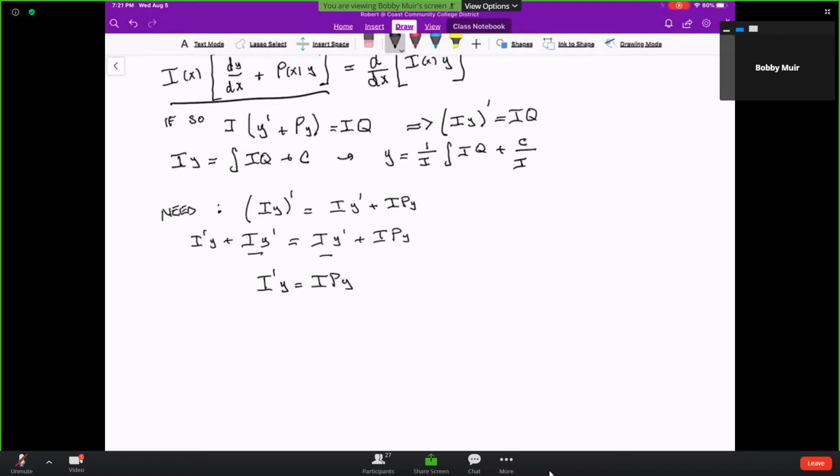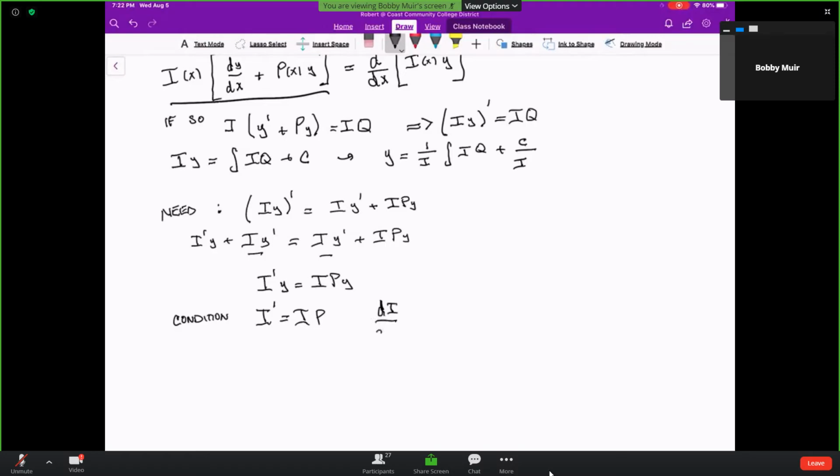Okay, so now what we're going to do is we're going to remove the y. The condition that we're interested in would lead to I prime equaling I p. Okay, now there's a lot of words that go in with differential equations, and the kind of thing that you would say now is, well, certainly if I satisfied this property, then it would satisfy the property above it, right? Well, this is a first order separable differential equation.